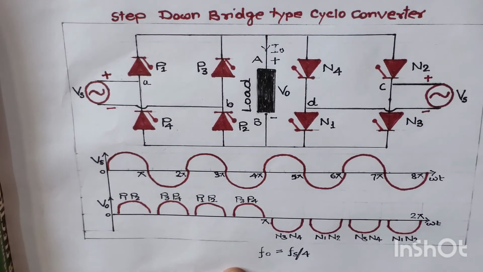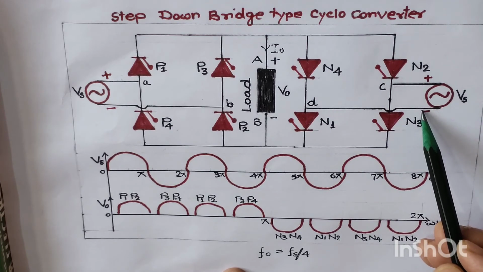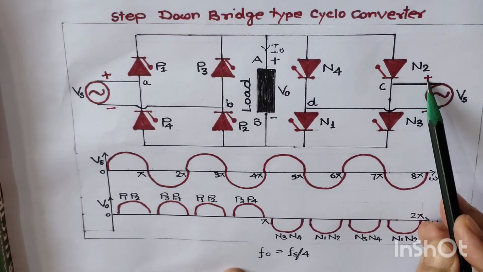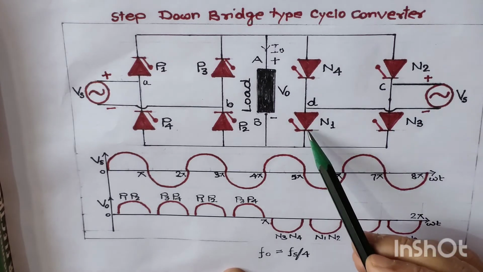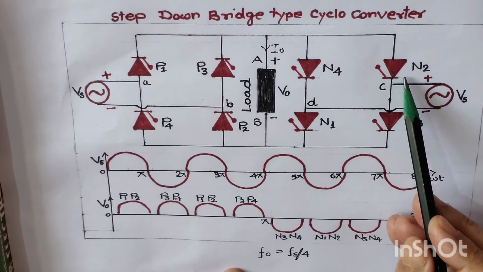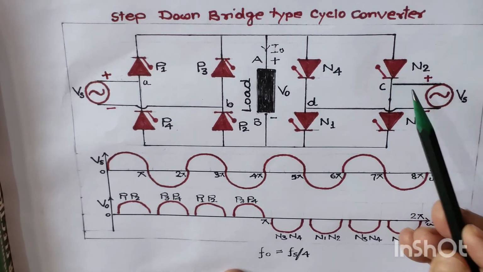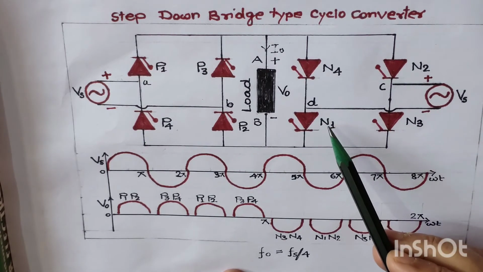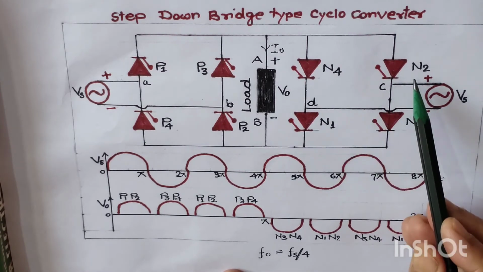Now let us see when we supply a negative cycle input supply. Once we supply negative input voltage between angle 5 pi to 6 pi, this side will be positive and this side will be negative. So thyristors N1 and N2 will be in the forward conduction mode. It means we will now supply the trigger pulse to thyristors N1 and N2.